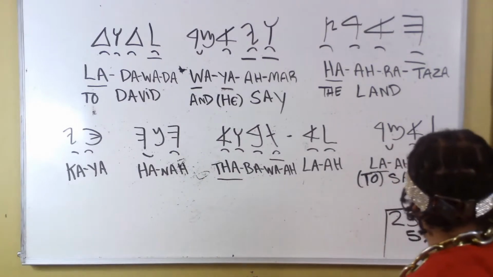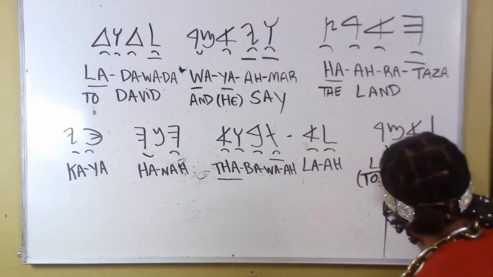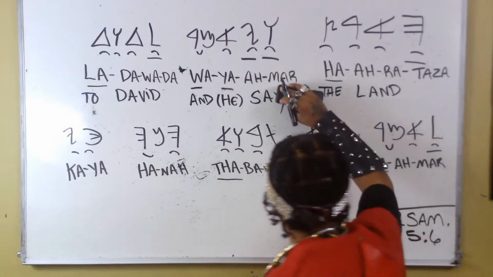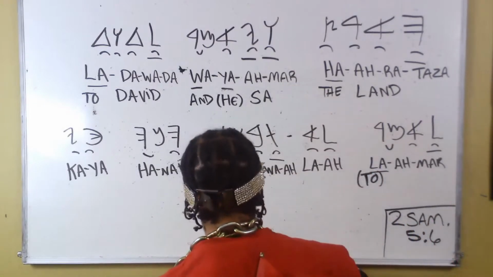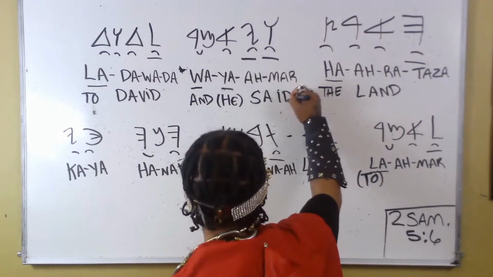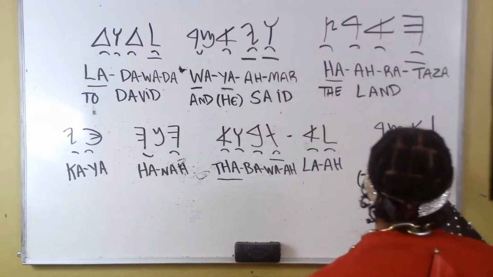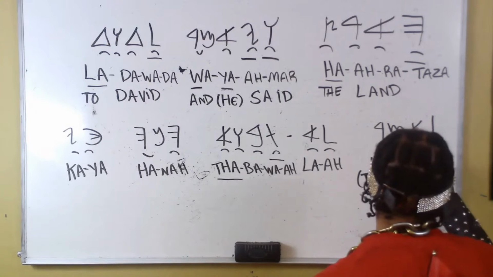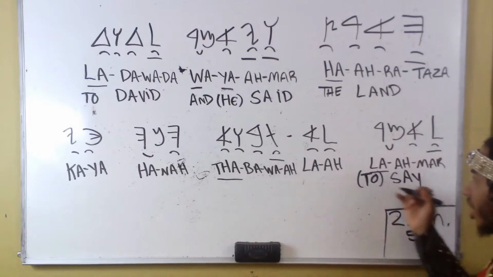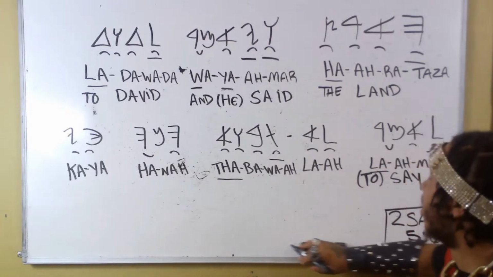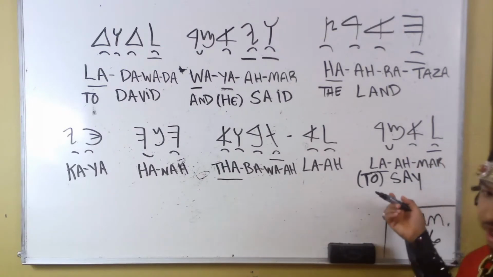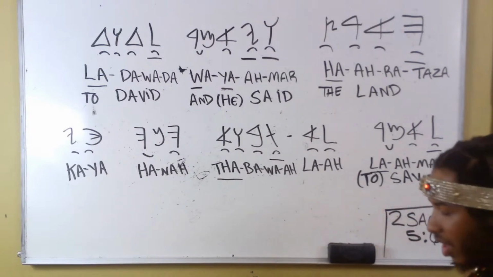So let's switch this around. Let's put say here, right? Let's make it easy. Say, and he said. And then we'll put La Amar to say. And then when we break it down, when we actually do the translation, I read what it said, it'll be say. Y'all understand why I did that.